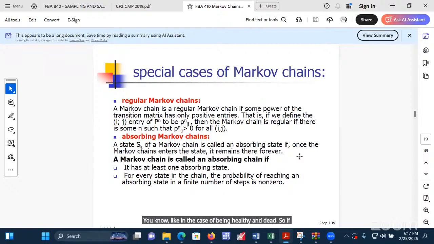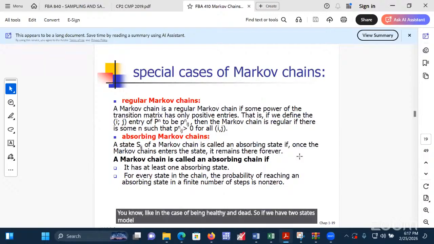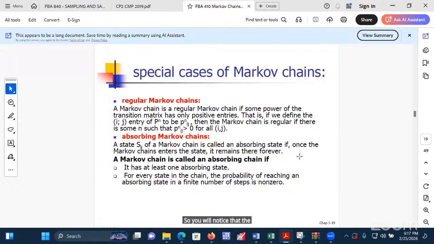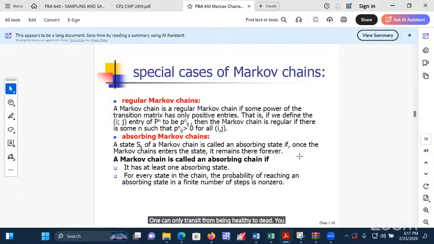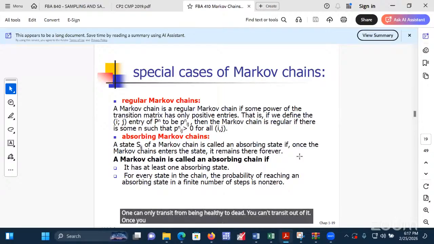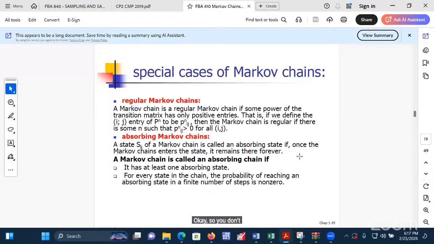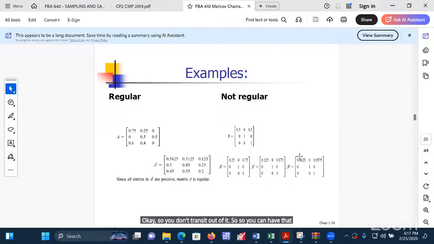So if we have a 2 state model and one is being alive and the other one is being dead, you will notice that the movement or the transition would definitely be a one-directional transition. One can only transit from being healthy to dead. You can't transit out of it. Once you move into it, it becomes an absorbing state, because the probability that you will remain there is absolutely 1. Okay, so you don't transit out of it. So you can have those two types of stochastic process.